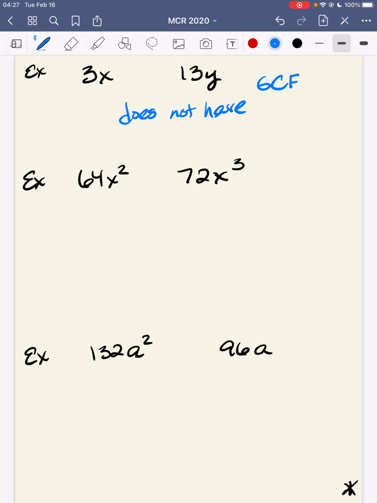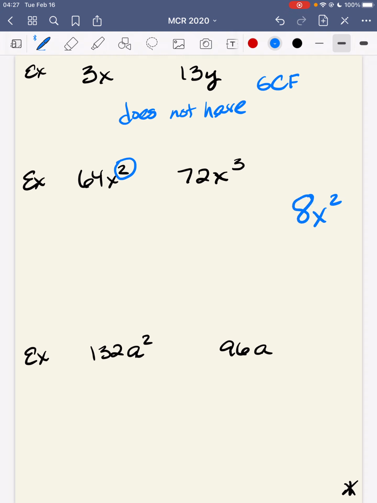Making the numbers go just a little bit bigger for you. Okay, I'm going to look at my smallest exponent first. In this case, I have a x squared. So I know an x squared is in my GCF. And now I have 64 and 72. Okay, and depending on how well you know your multiplication tables, you might be able to see really quickly what my GCF is. Okay, my GCF for the numbers in this case should be 8.